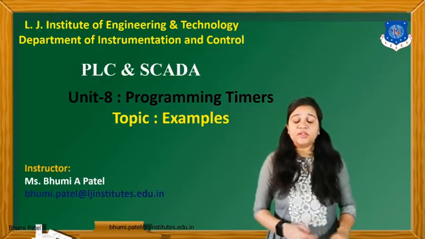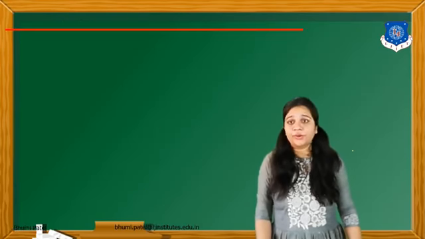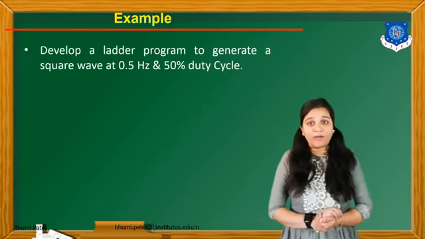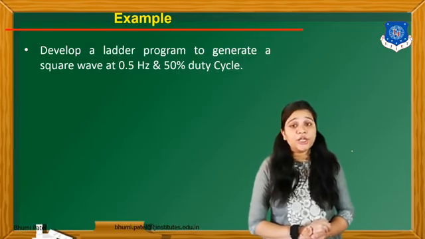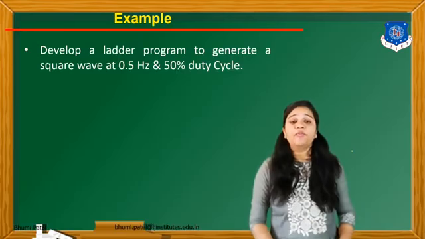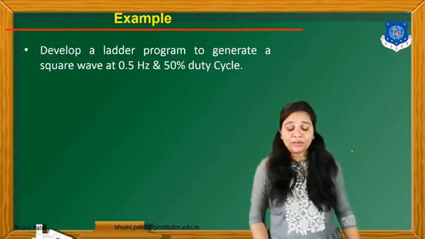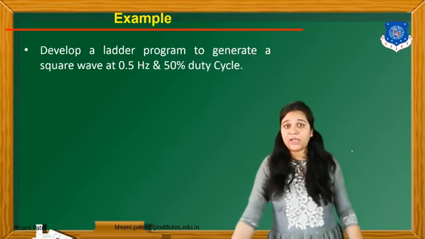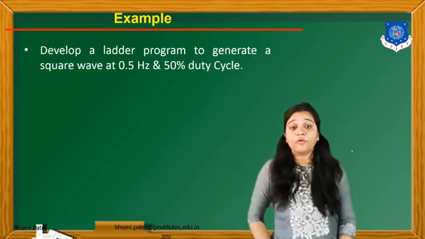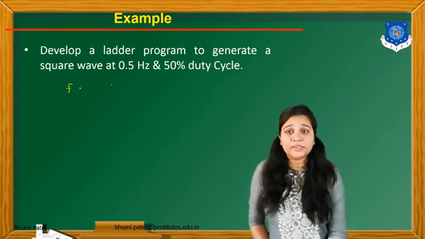In the last session we saw different types of examples using the T on timer. The first example is: we have to develop a ladder program to generate a square wave at 0.5 Hz and 50% duty cycle. Here they have given the frequency and the duty cycle, so first of all we have to find the time for this program. The frequency is equal to 0.5 Hz.